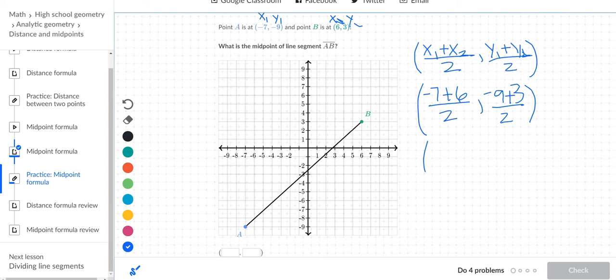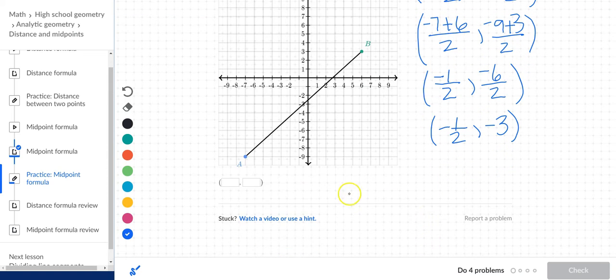So from here, we're just going to go ahead and add them together. So we have -7 plus 6, which is -1, divided by 2. And then -9 plus 3, which is -6, divided by 2. And we're just going to try to simplify that as much as possible. I'll leave that as -1/2. And I'm going to simplify -6 divided by 2. You can put that in your calculator. Hopefully you know that. -3.